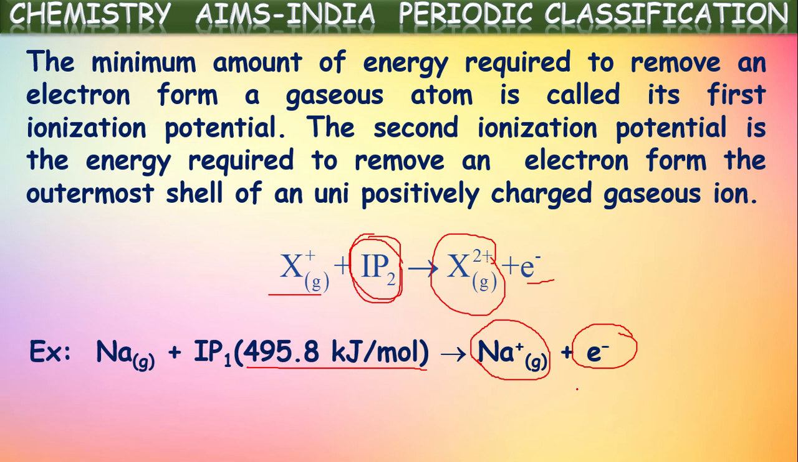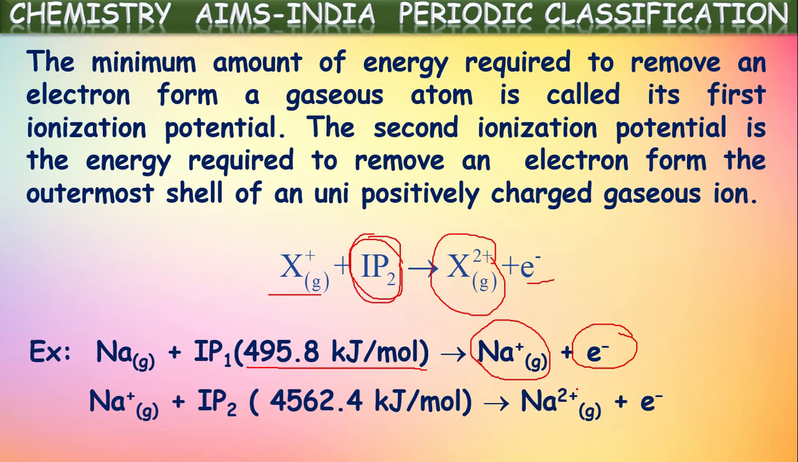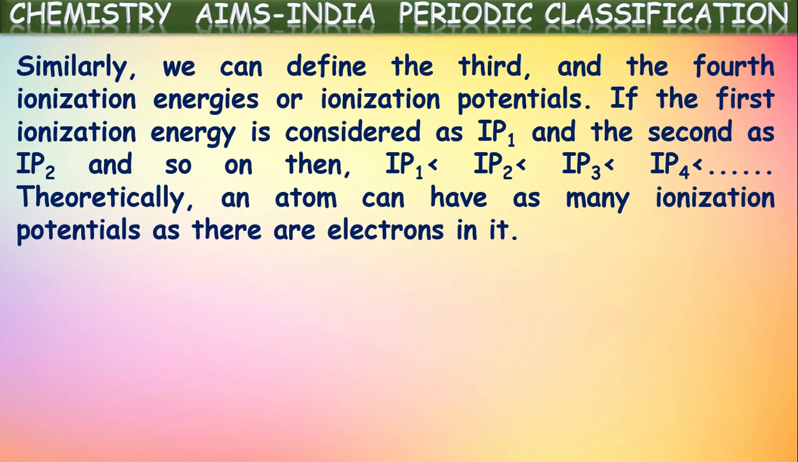If you want to remove an electron from these positive ions, we need to supply some more energy. The amount of energy supplied for the removal of a second electron from a uni-positive ion is called IP2, that is ionization potential 2, or the second ionization potential. Similarly, we can define the third and fourth ionization energies, or ionization potentials, for these atoms. As we discussed first and second, the remaining can be defined in the same way.